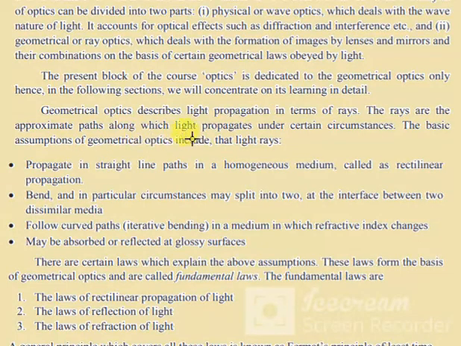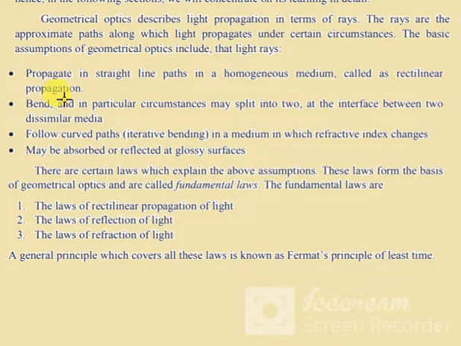Geometrical optics describes light propagation in terms of rays. The rays are the approximate path along which light propagates under certain circumstances. The basic assumptions of geometrical optics include: the light rays propagate in straight line paths in a homogeneous medium, called rectilinear propagation. They bend and in particular circumstances may split into two at the interface between two dissimilar media.